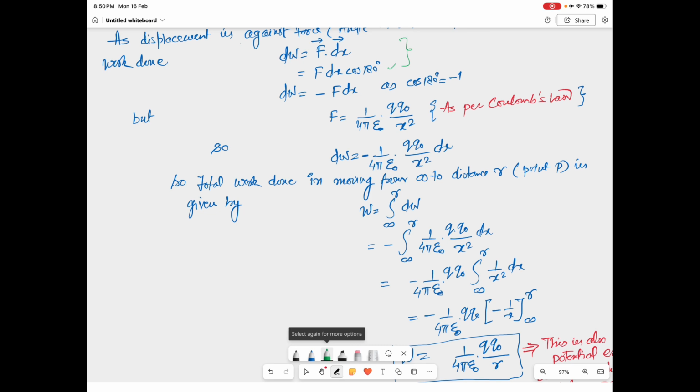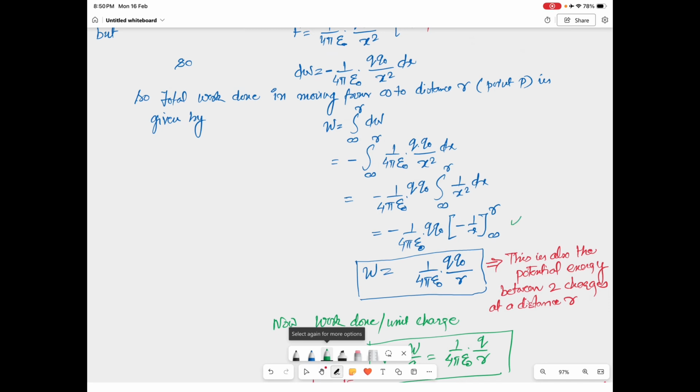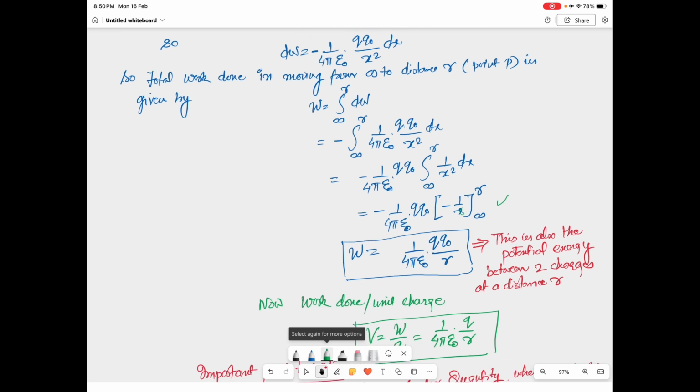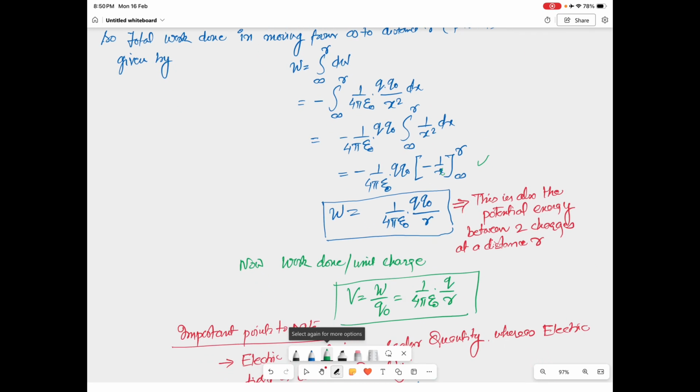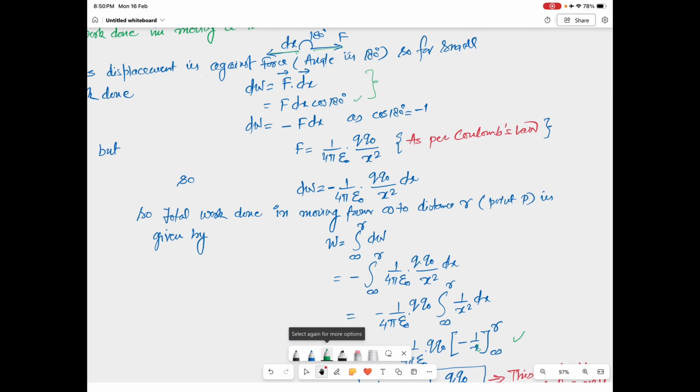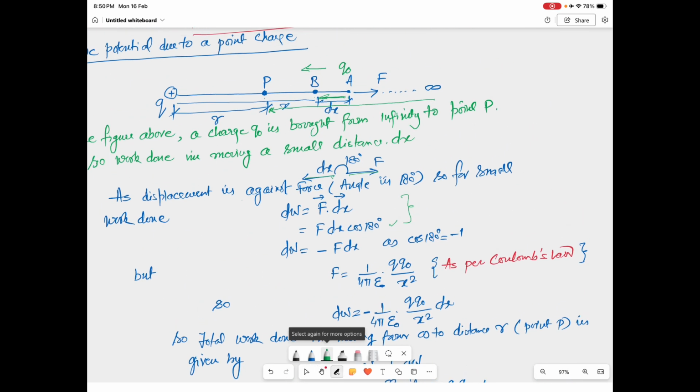So substituting the value of F here and dx, you can see that all the constant quantities have come out and it is 1 upon x square times dx. By applying the formula of integration, the integral of 1 upon x square is minus 1 by x, and when the value is substituted, W is 1 upon 4 pi epsilon naught q q naught by r. So this is also the potential energy. Instead of explaining the potential energy right now, I will explain it later on.